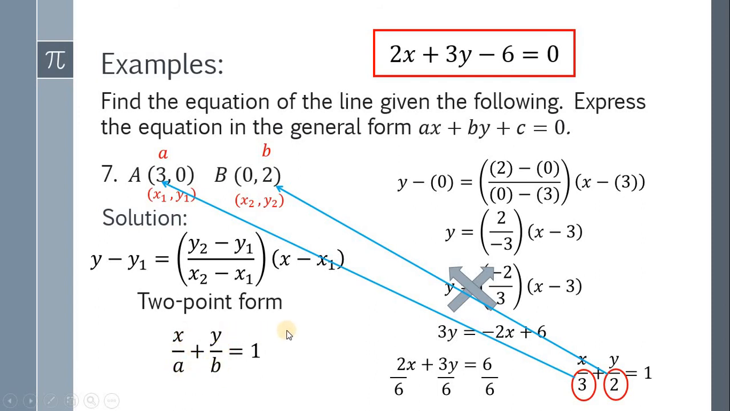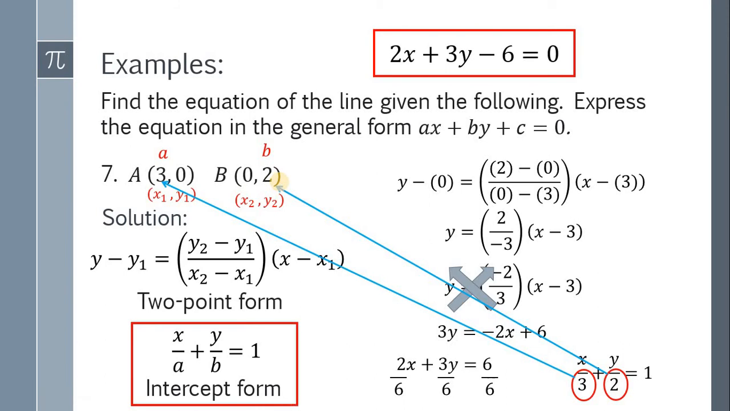Ano yung tawag natin sa formula na yan? Ang tawag natin dyan is intercept form. Bakit tinawag na intercept form? Kasi yung given, parehas intercept. Isang x-intercept, saka isang y-intercept. So, meron na tayong 4 na formula na pwedeng gamitin. Una, given yung point saka slope. So, point slope. Pangalawa, dalawang point yung given.